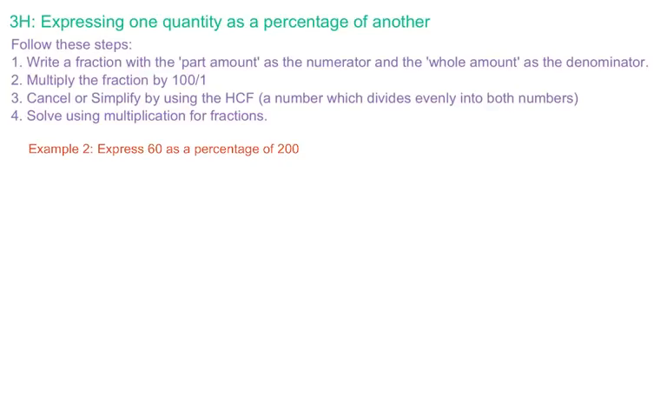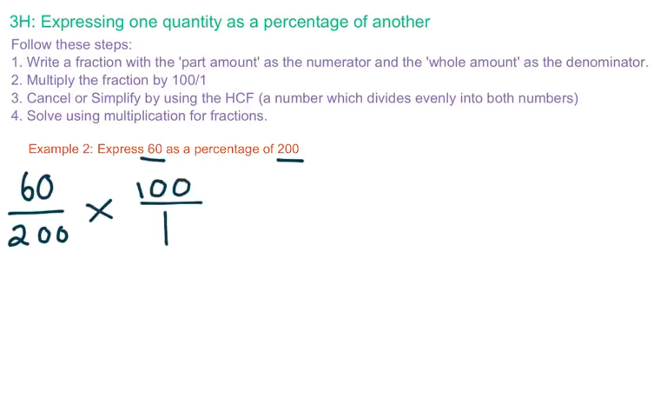Alright, example 2. We're going to do exactly the same thing. We're just going to follow the purple steps, okay? So the question is asking us to express 60 as a percentage of 200. First step, write a fraction with the part amount, which is 60 in this case, as the numerator, so 60, and the whole amount, 200, as the denominator. From here we're going to multiply the fraction by 100 over 1.